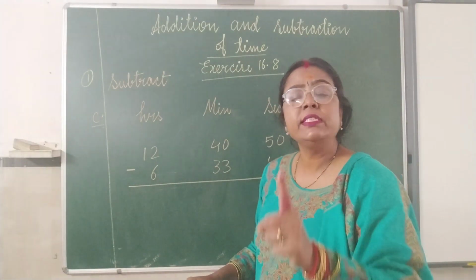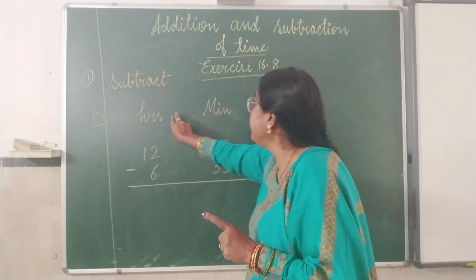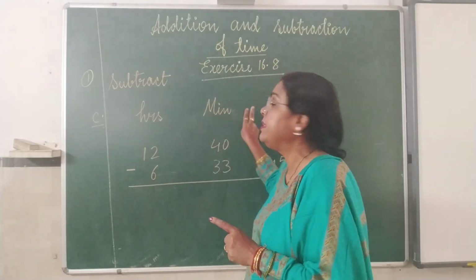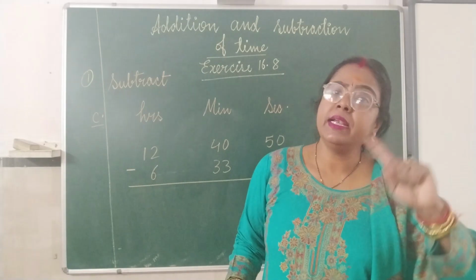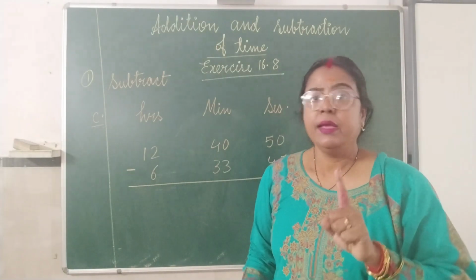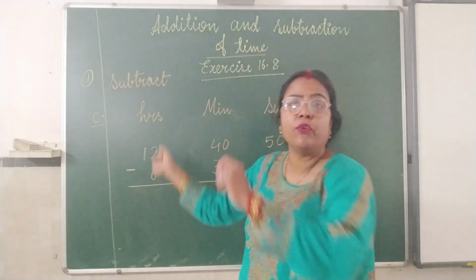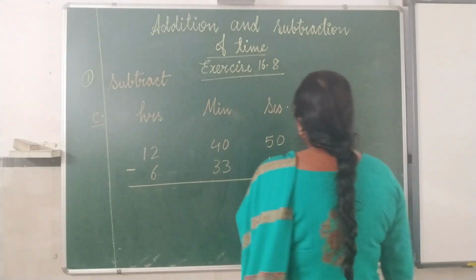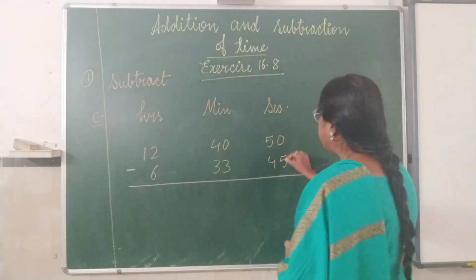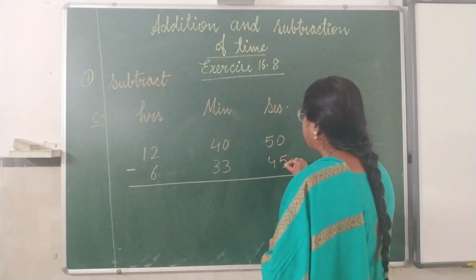While writing the question, make sure you leave at least a two-finger gap between these two numbers, either hours and minutes or minutes and seconds, whatever. We will leave a little space so that whatever conversion part is there, we will do in that space. Okay. So 50 minus 45, so 0 minus 5 is not possible.